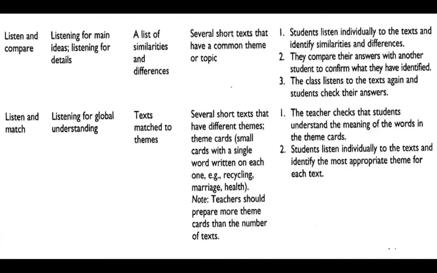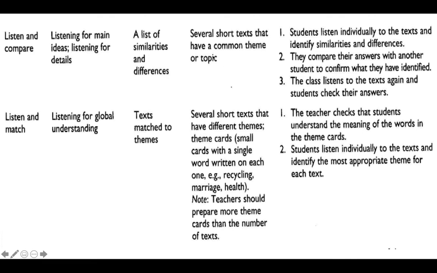Now we are moving on to the other activities that they can do. Listen and compare is the name of the task. And what skills are they going to work on? Listen for main idea or listen for details. So here we have global listening and intensive listening, just to refer back to what we have already looked at. And then the product is a list of similarities and differences, because here we are listening and comparing, right?